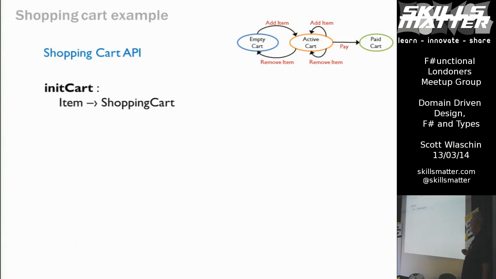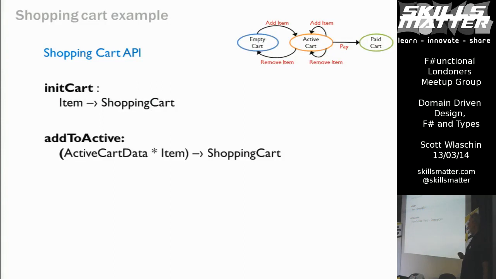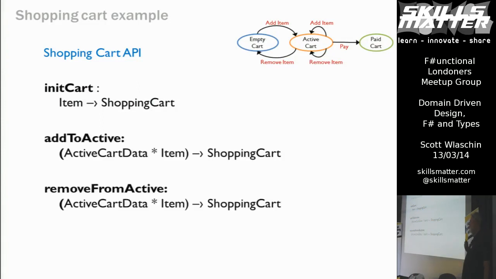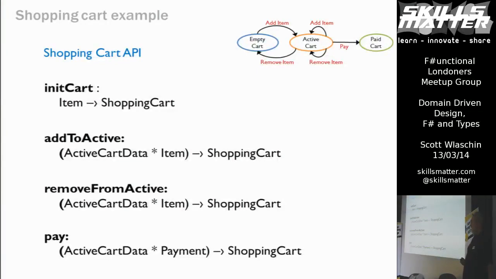Okay? So there we go. Let's define our API. So we start with an empty cart. We initialize it by adding something, and we get a new shopping cart. We add something to an active cart, and we get a new shopping cart. And we remove something from an active cart, and we get a new shopping cart. And we pay for an active cart, and we get a new shopping cart.